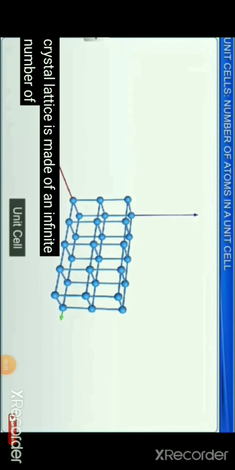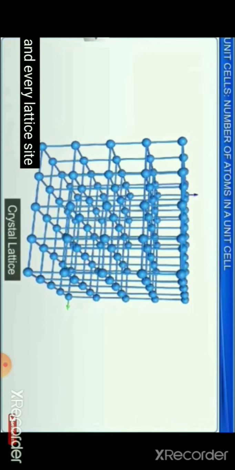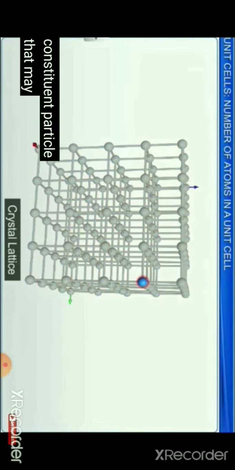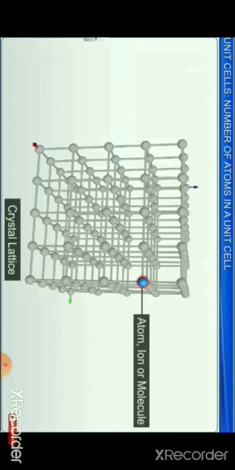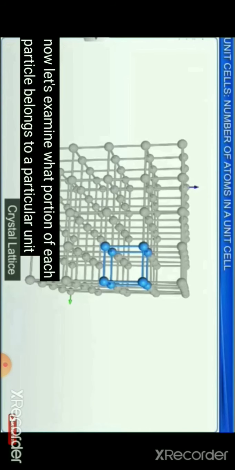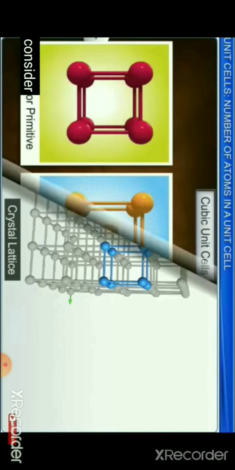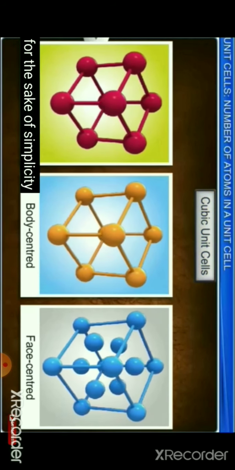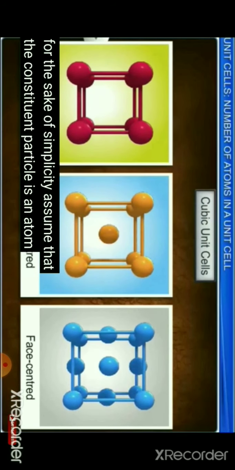A crystal lattice is made of an infinite number of unit cells, and every lattice site is occupied by a constituent particle that may be an atom, an ion, or a molecule. Now let's examine what portion of each particle belongs to a particular unit cell. Consider three types of cubic unit cells. For the sake of simplicity, assume that the constituent particle is an atom.